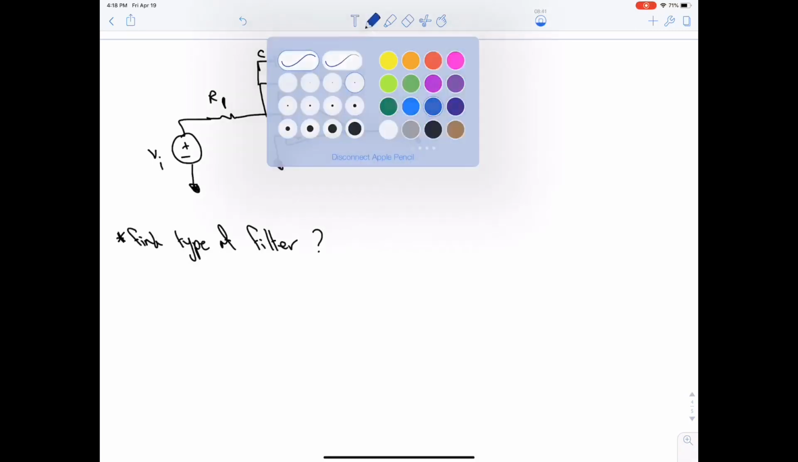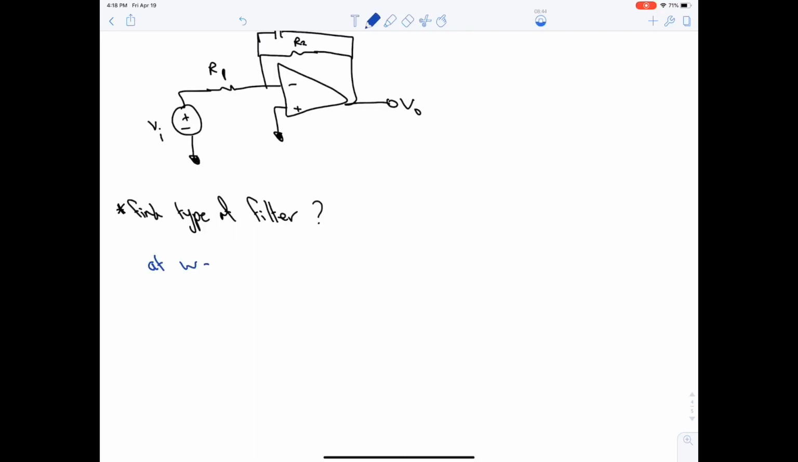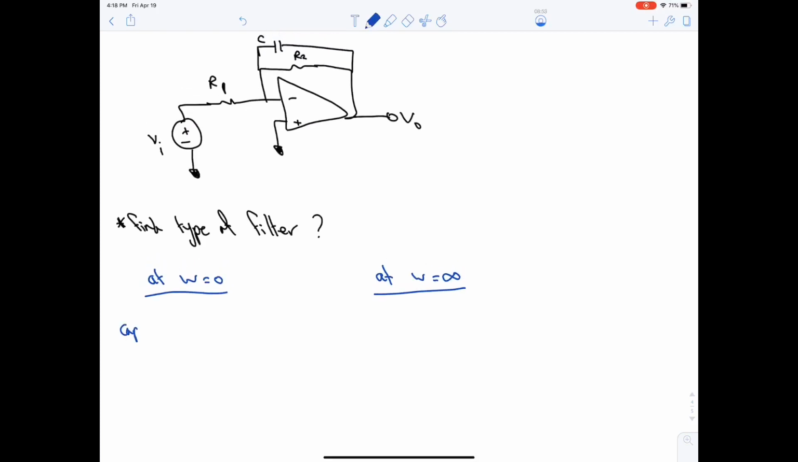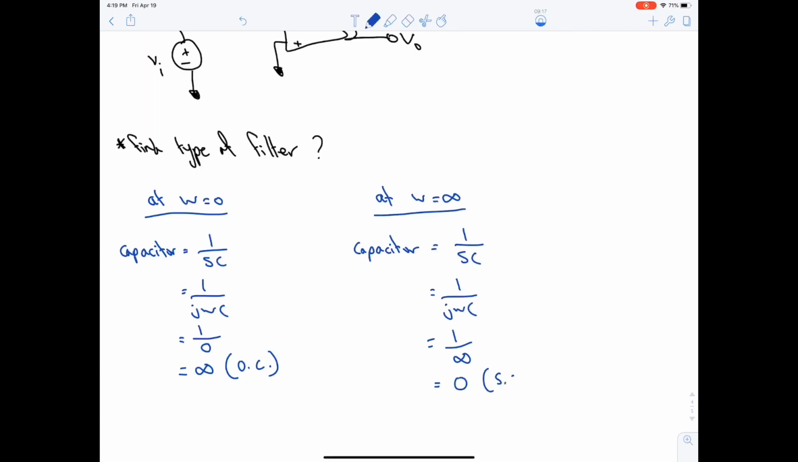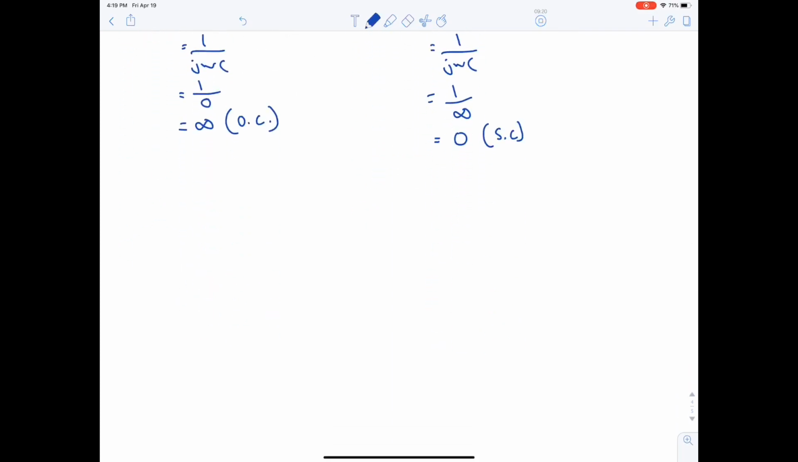How do we prove it? We said that we need to substitute in two values: at omega equal to 0 and at omega equal to infinity. When omega equal to 0, we have only capacitor. The capacitor is 1 over SC, which is 1 over JWC, which is 1 over 0, infinity, which represents an open circuit. At omega equal to infinity, 1 over JWC, 1 over infinity results in a 0, which is a short circuit. Let's now redraw our circuit with the following new values.